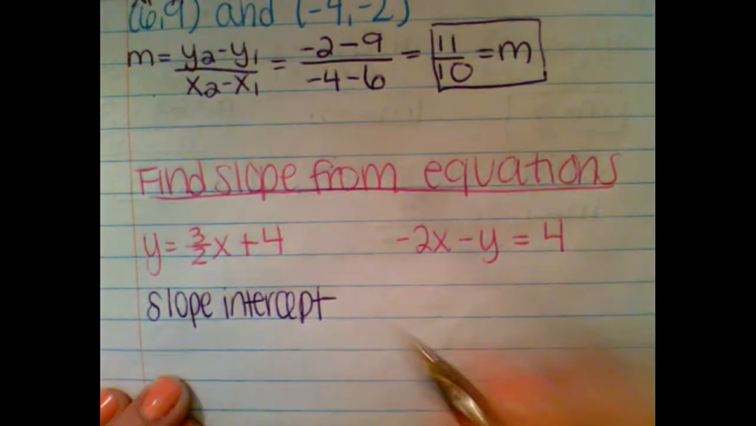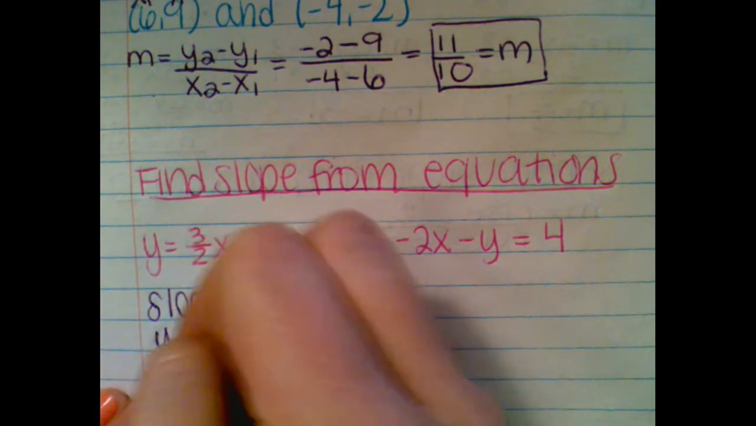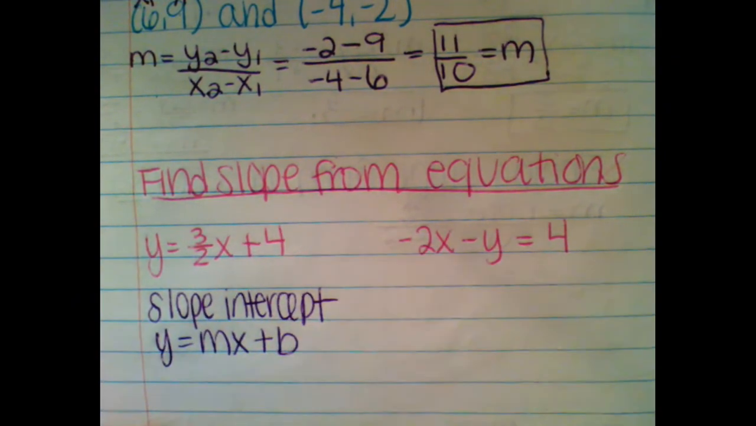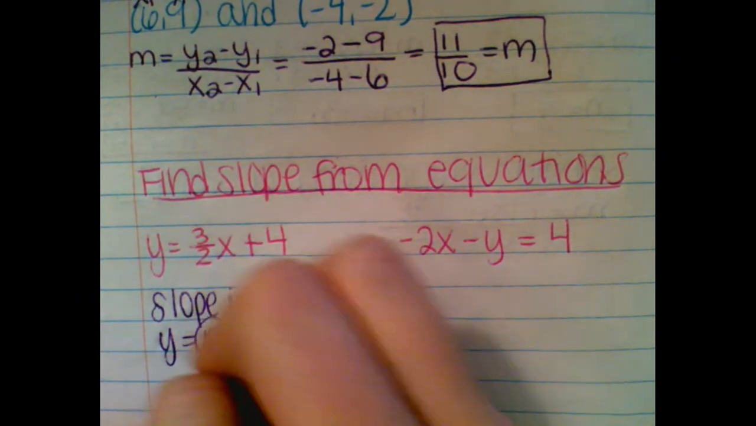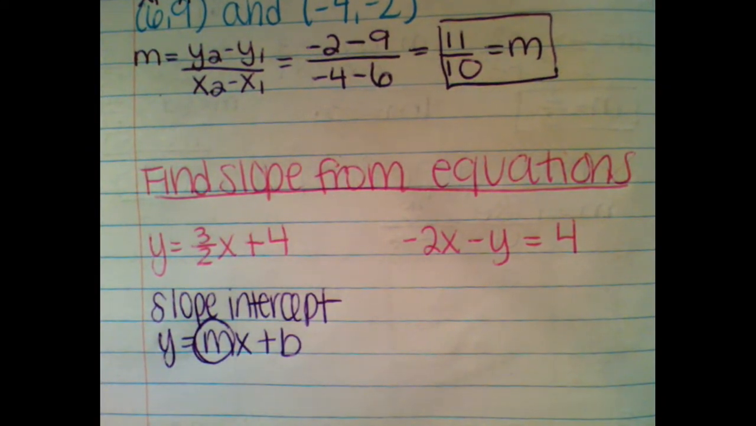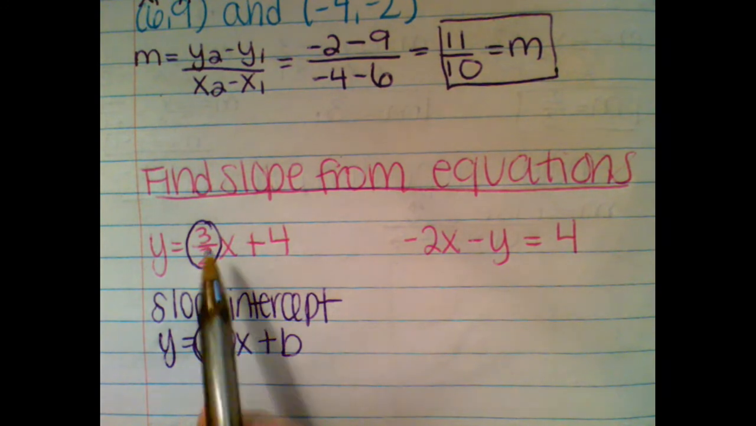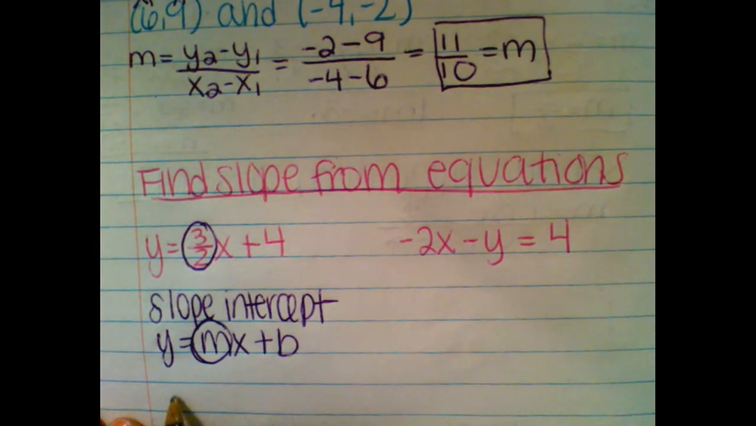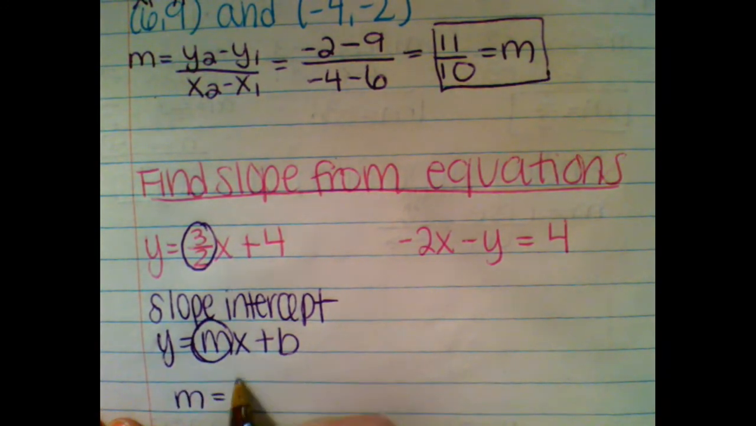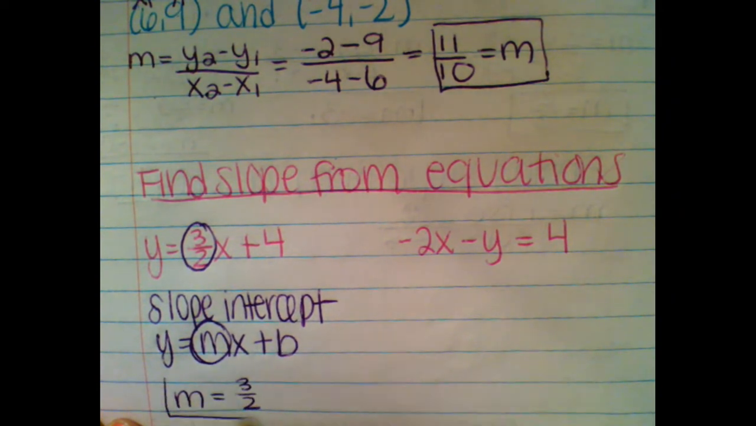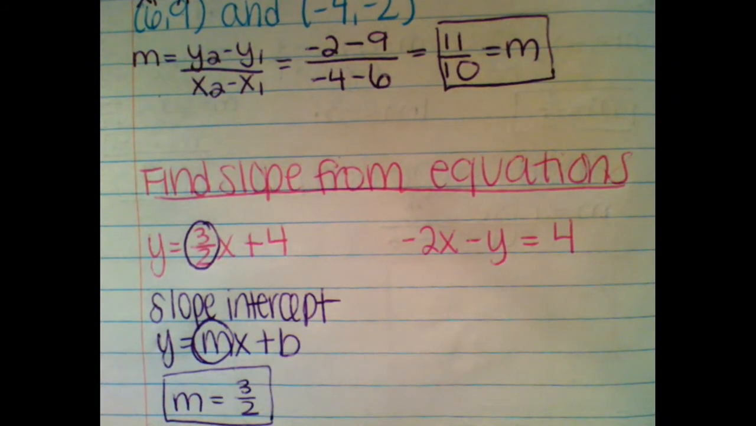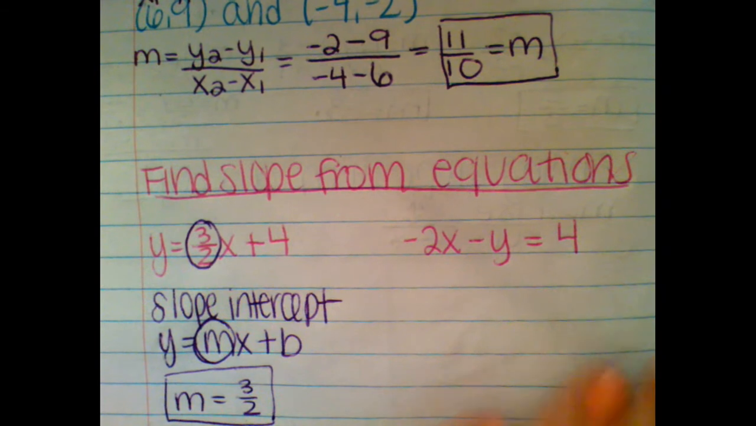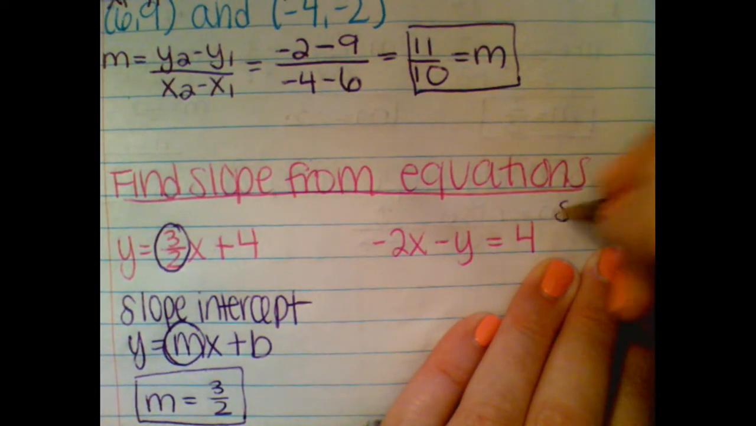When it's in slope-intercept, y equals mx plus b, it's very easy to find the slope because remember, it's just the m. So in this case, our slope is just the m. It is not the x included. So if I were listing the slope, I would say m is 3 over 2. There's really no work involved here. However, the other equation is in standard form.